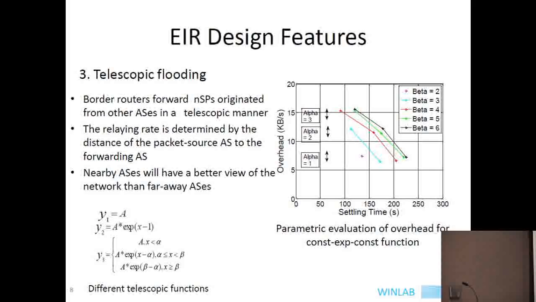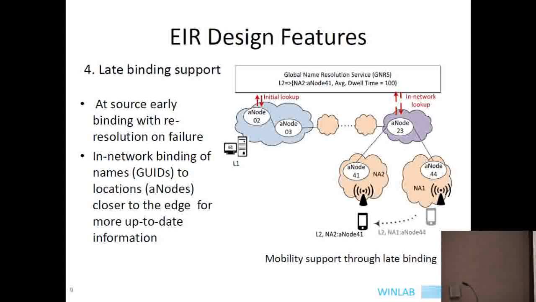Exactly, and that actually brings us to the next point, what we call late binding. We have the global name resolution service, which maps the location of the device to its identifier, the GUID. And we can have a functionality which is called late binding. By that, we mean that initially when the source starts to transmit data, it looks up the GNRS to see where the location of the device is, and it starts to transmit towards the destination.